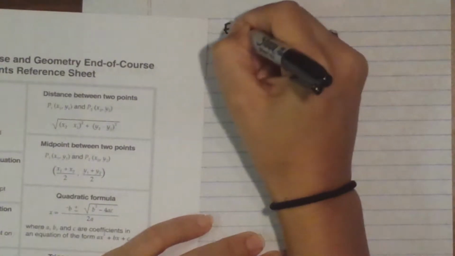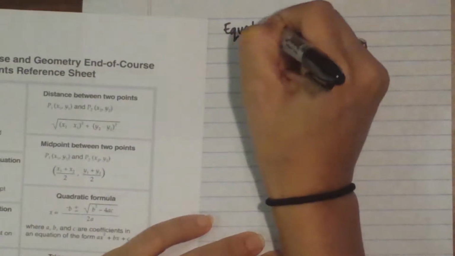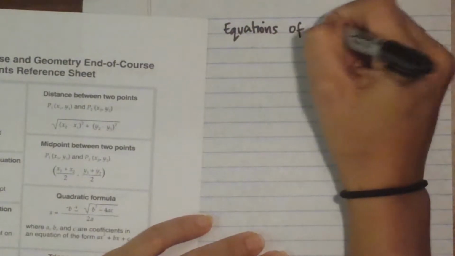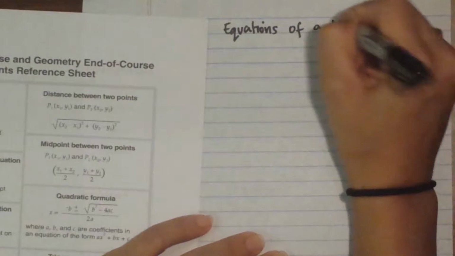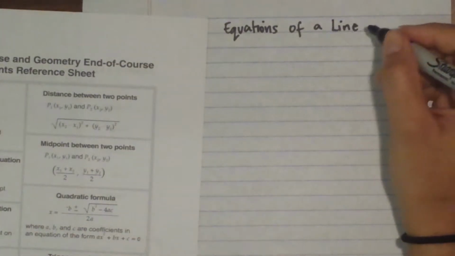Alright guys, today we're going to be talking about finding equations of lines. This is just going to be a review because you should have already done this in Algebra 1 and Algebra 2 really. So write down the title, equation of a line.